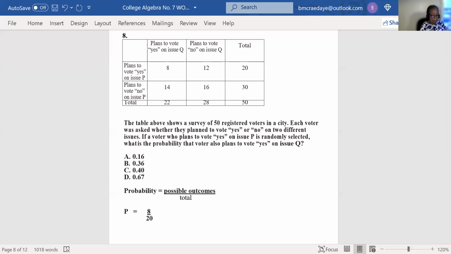So we get 8 over 20. And if you simplify that, notice 4 can be divided into 8 and 4 can be divided into 20. So that would be, let's just get rid of the underline. We don't need it here.